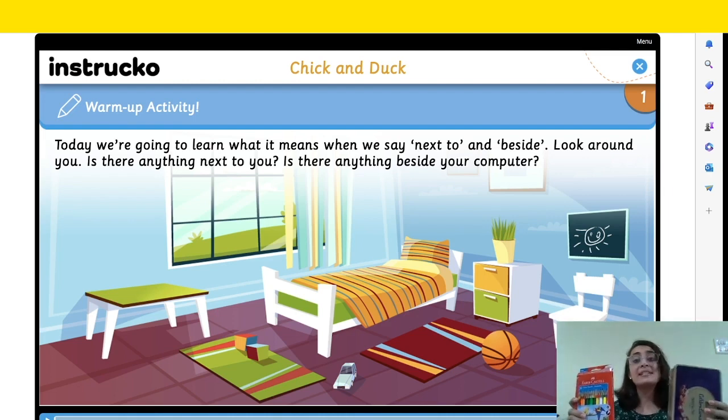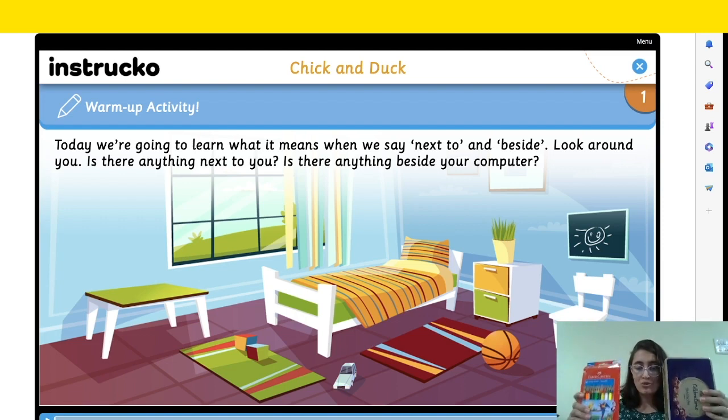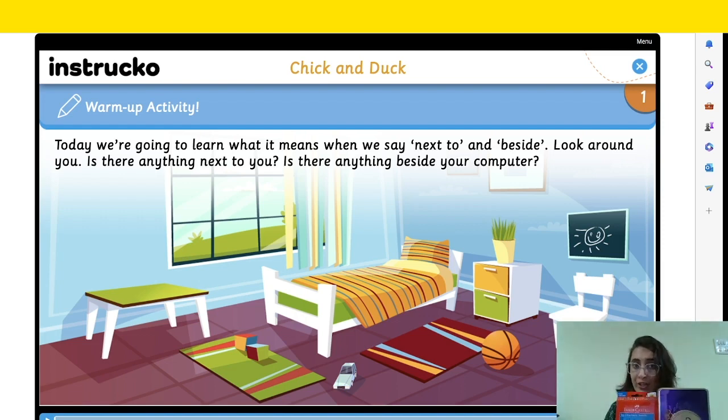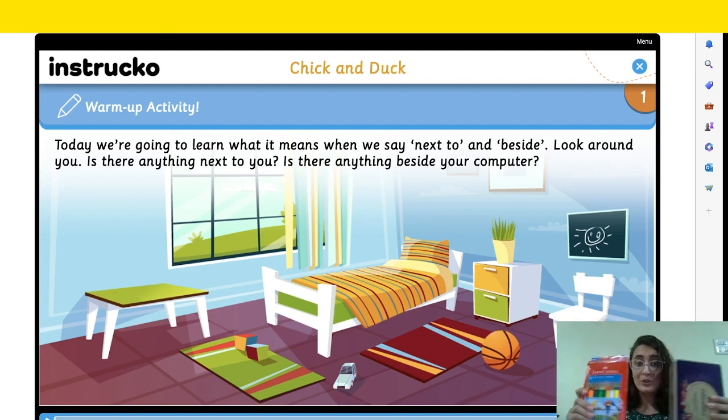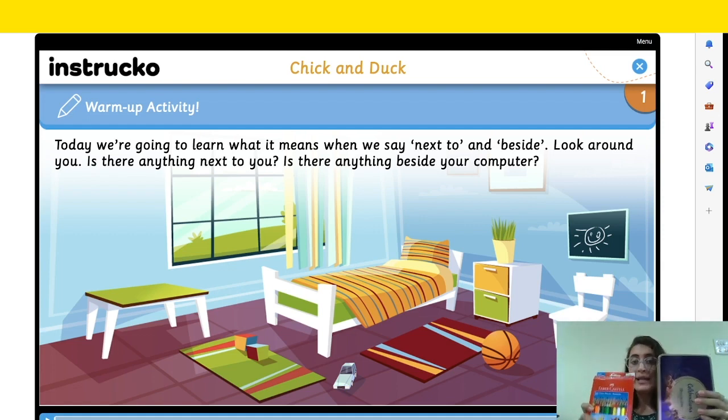Yes, correct. We can say that. And why can we say that? Because see, these two objects are close to each other and there is nothing between them. Right next to my box of chocolate is my coloring box. So these objects are next to each other, and similarly I can also say that my box of chocolate is beside my box of coloring pens.